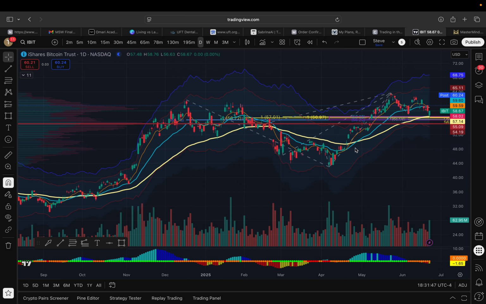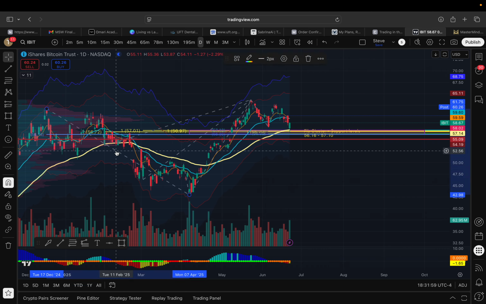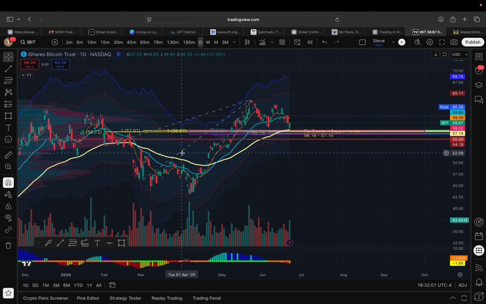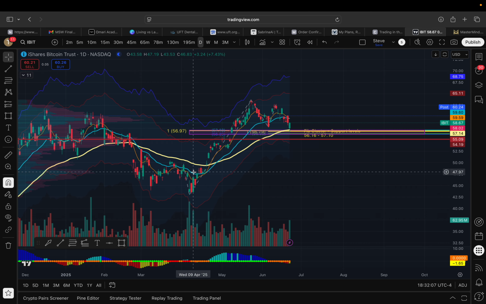Let's reset this chart real quick. Now we have this zone here with all these levels, these extensions, these retracements, that made this zone. So now I'm going to go in and delete these so that my chart looks as smooth as possible.